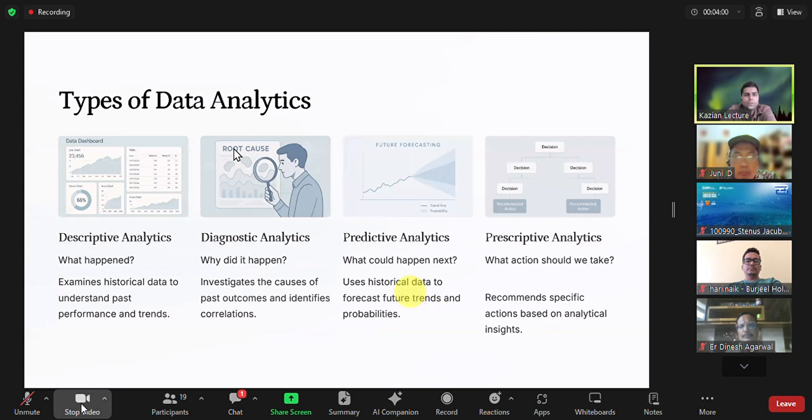So now about data analytics, types of data analytics. Firstly, let's understand what are the different types of data analytics. First is the descriptive analytics. So descriptive is simply going to answer what happened.